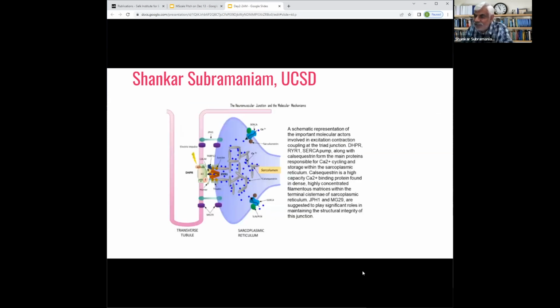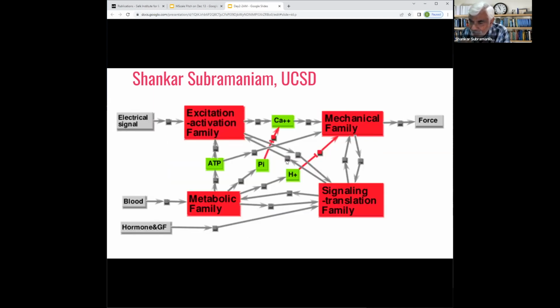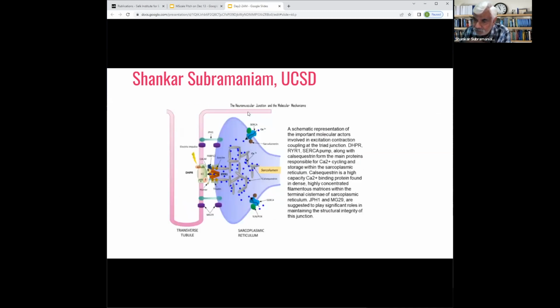We did an extensive analysis of each of these 4 families. In fact, we have a review, a 50-page review published in Interdisciplinary Reviews in Systems Biology and Medicine, which provides a comprehensive view of each of these functional families. And if you look at the excitation activation family, this is the neuromuscular junction.